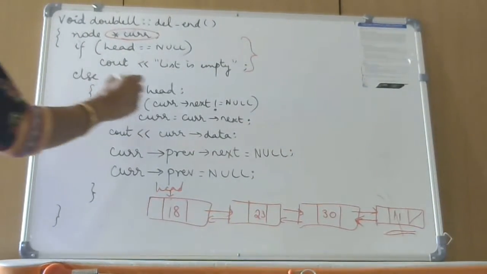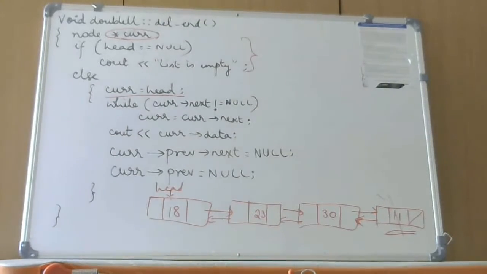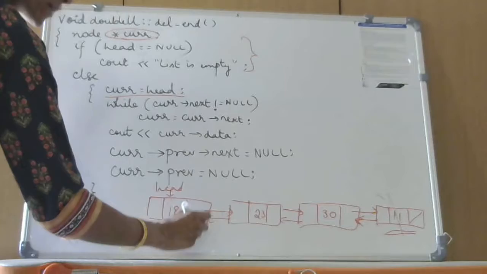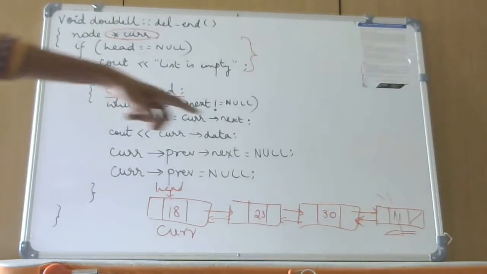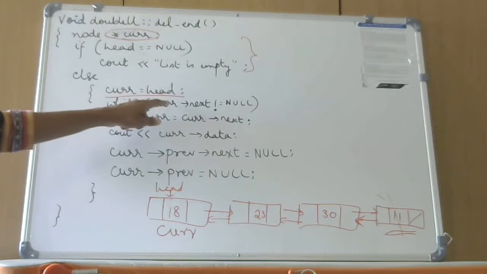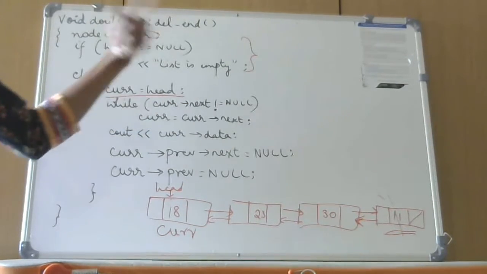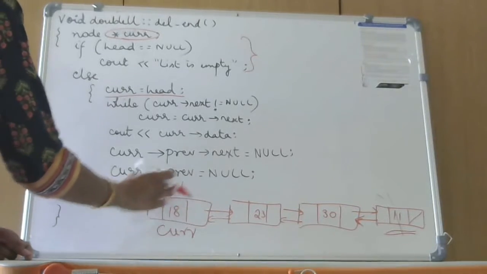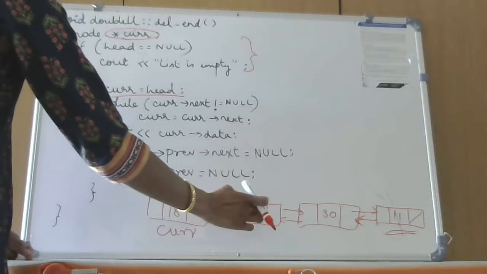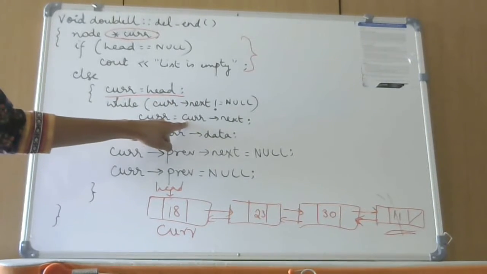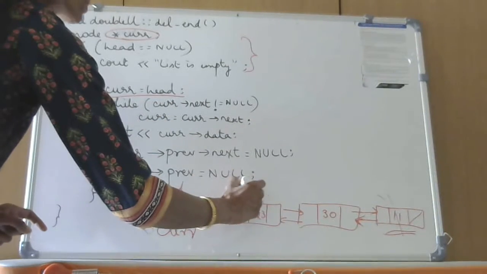What have we done first? Current is equal to head. So I have initialized current is equal to head. So this is current. Now I have to go up to the last node because I want to delete the last node. So how do I check that? While current of next is not equal to null. So if current of next, this is my current. Current of next is not null because it is pointing to 23. So condition is satisfied. So current is equal to current of next.